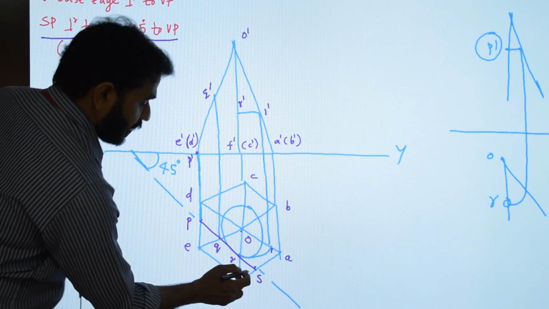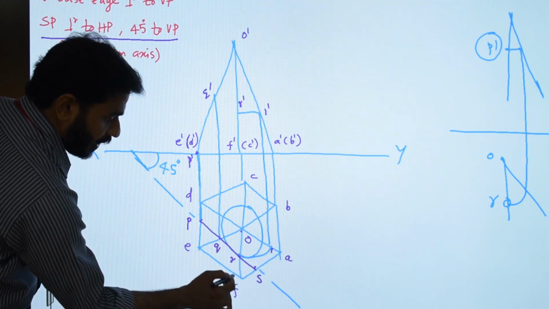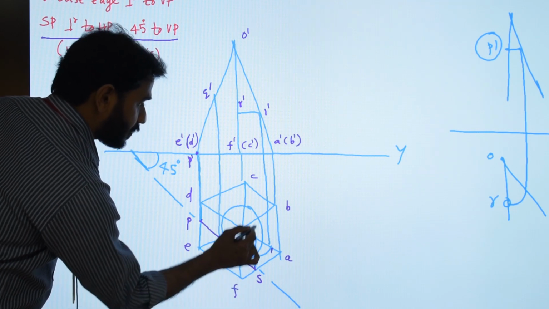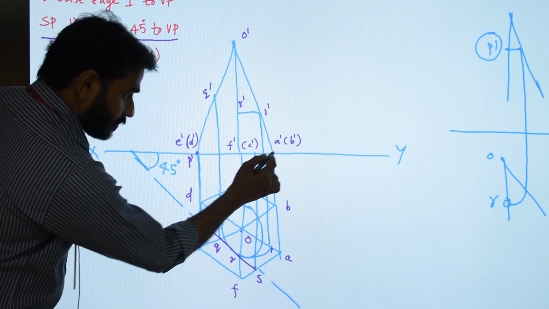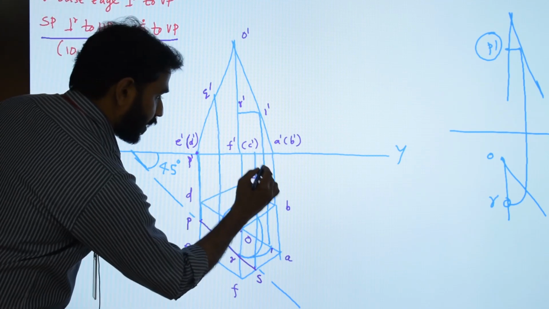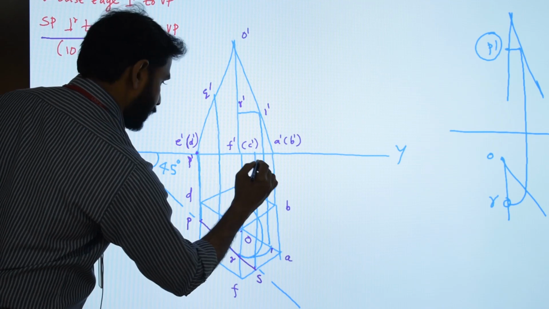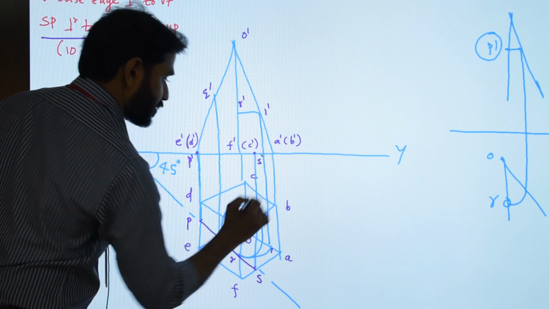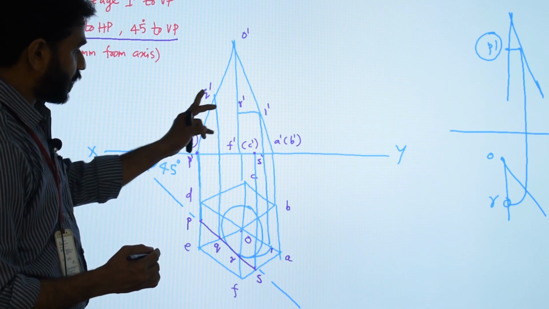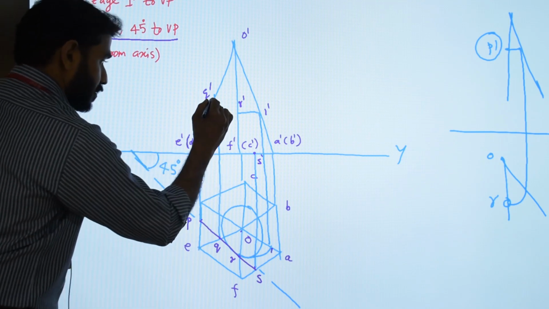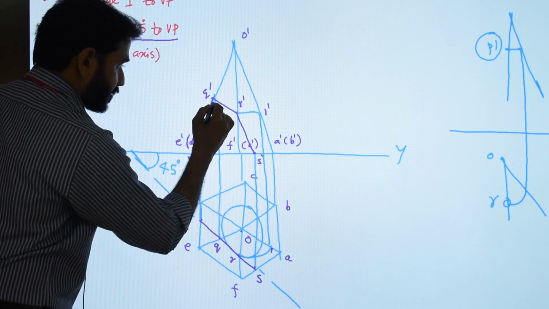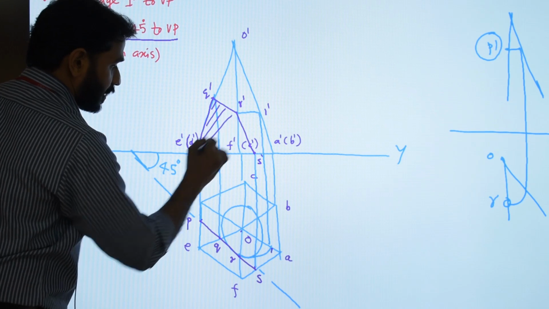Now there is one more cut point S, which is on the base edge AF. So from S we draw a projector to the front view A dash F dash. So I get the cut point S dash. Now you need to connect the cut points P dash, Q dash, R dash and S dash. Now this is the cut surface.